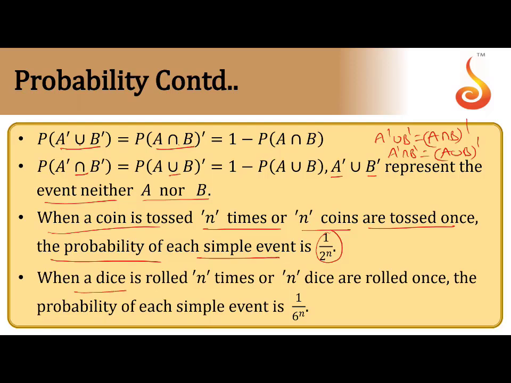When a die is rolled n times, or n dice are rolled once, the probability of each simple event is 1 by 6 power n. Same as before, 1 by 2 power n for coins, here 1 by 6 power n. Getting one head is 1 by 2, getting one number is 1 by 6. So any one number means 1 by 6 when rolling a die. I hope this one is clear. These are simple things, you already know all of them.